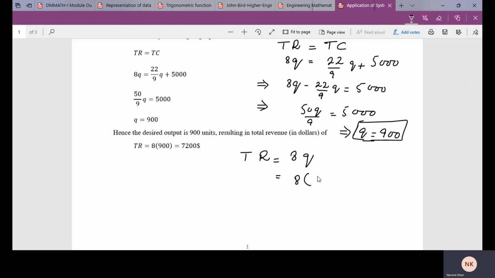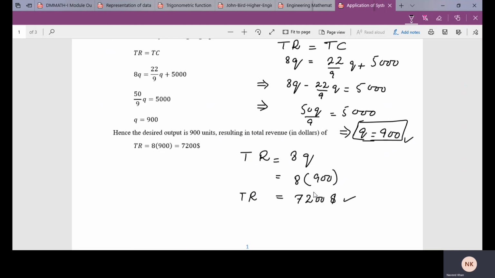Here we find out the value of Q, which is 900. So now multiply 8 by 900, so $7,200. This will be the total revenue after selling Q equal to 900 units. So when we sell 900 units, the total revenue will become $7,200 at the break even point.